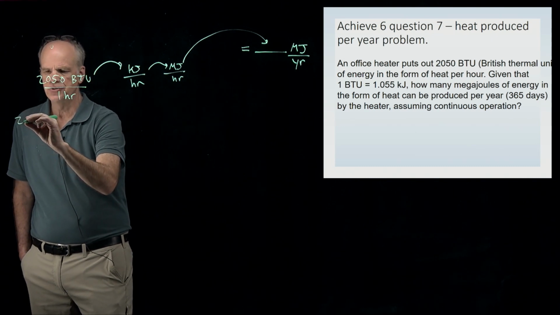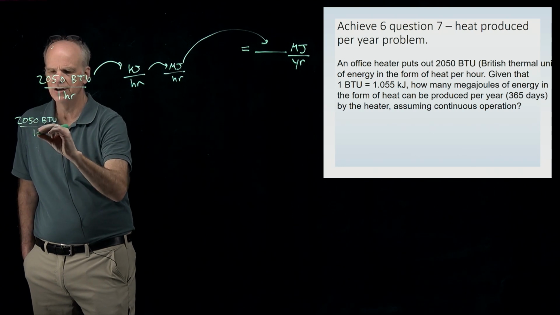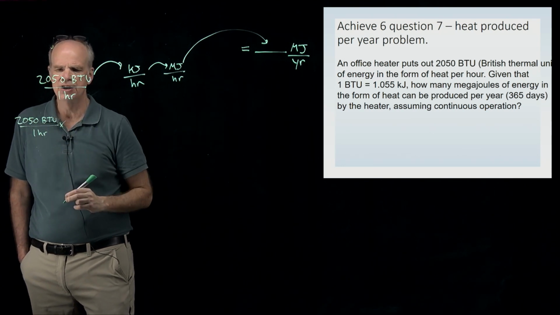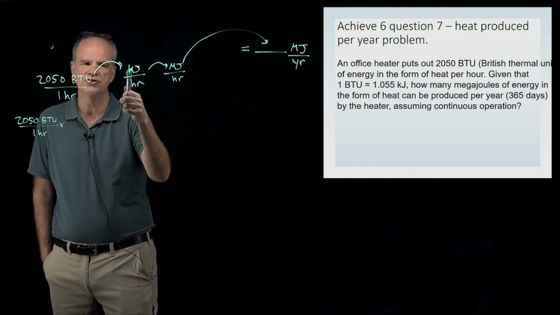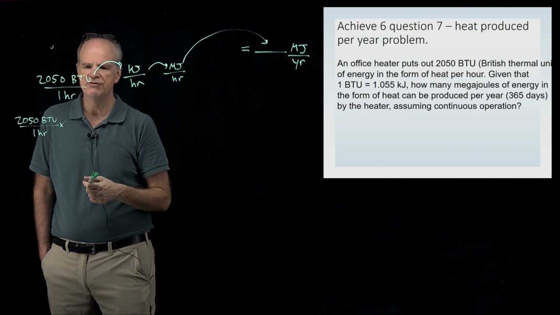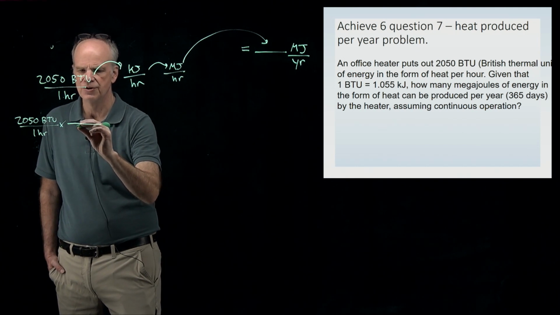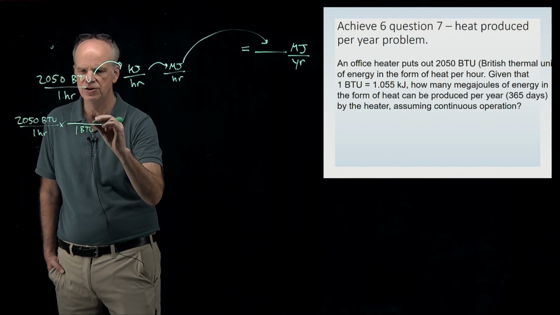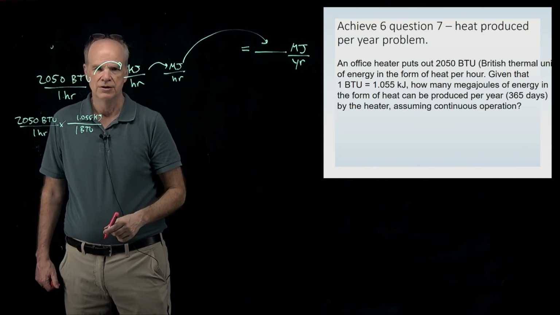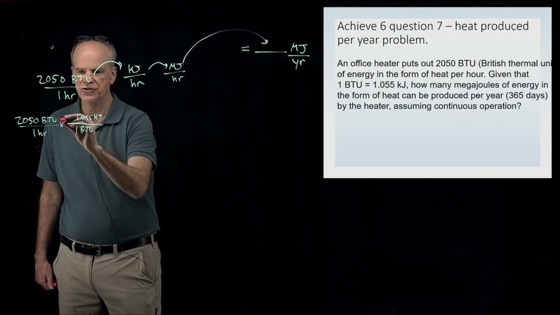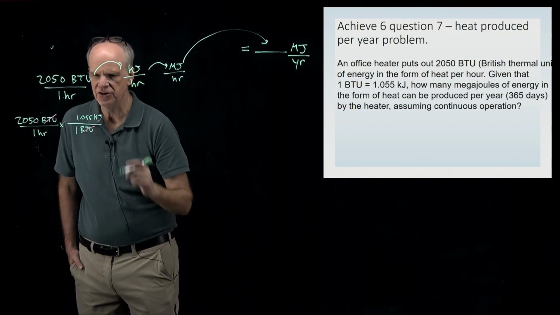So again, I suggest you start out with 2050 BTUs per 1 hour. And then the next thing we want to do is get BTUs per hour into a new unit of energy, which is kilojoules per hour. And so we are given a conversion between BTUs and kilojoules, and so I'm going to go ahead and just plop that in here. So we have 1 BTU and 1.055 kilojoules in the numerator. Okay, so the next thing I want to do is maybe cancel out units just to see where I'm at. So BTUs cancels out. And so now I can see I have kilojoules per hour.